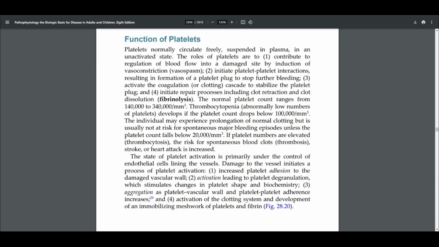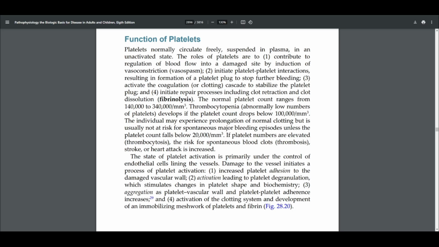The normal platelet count ranges anywhere from 140,000 to 340,000. Thrombocytopenia develops if the platelet count drops below 100,000. The individual may experience prolongation of normal clotting, but is usually not at risk for spontaneous major bleeding episodes unless the platelet count falls below 20,000. If platelet numbers are elevated, the risk for spontaneous blood clots, stroke, and heart attack is increased.